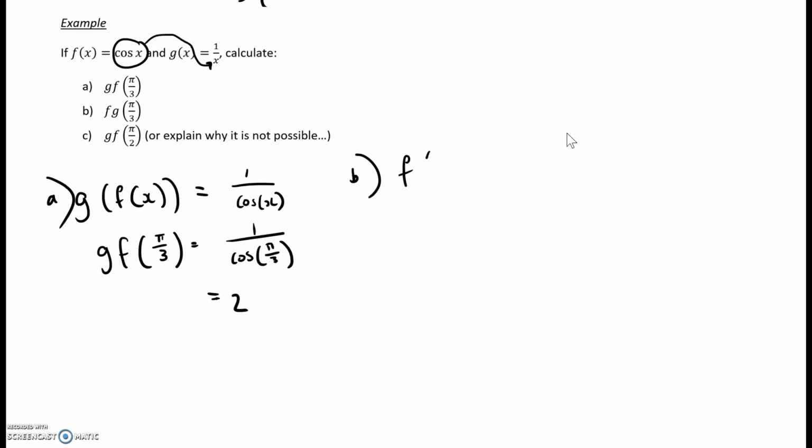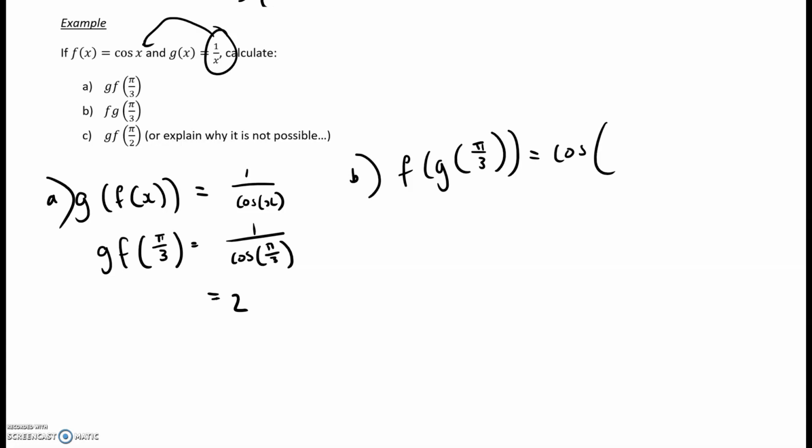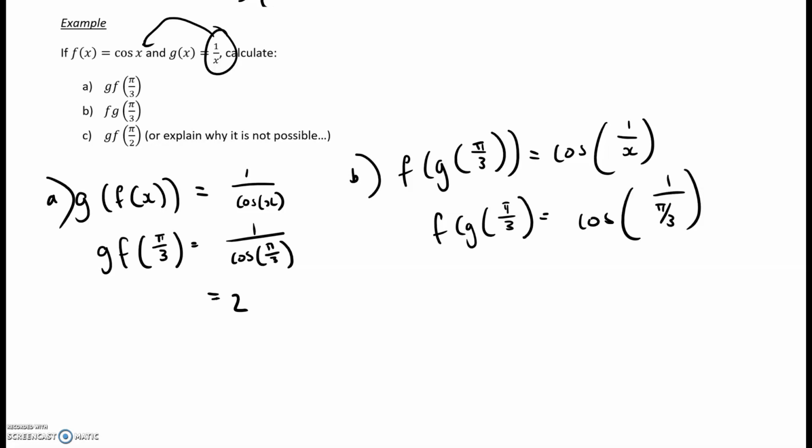B, f of g of pi on 3. Okay, so again, in this case, I'm putting g of x into f of x. Okay, so I've got cos of 1 over x. So f of g of pi on 3 is cos of 1 over pi on 3, which is the same, dividing fractions, we just flip that second one, so that becomes cos of 3 on pi.